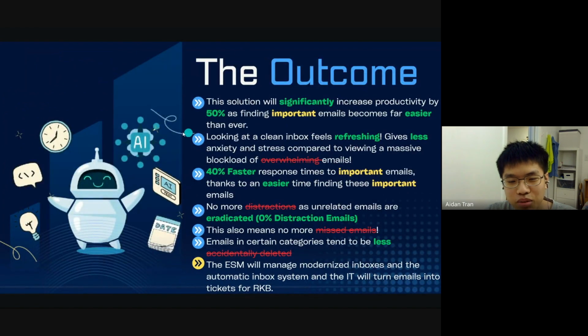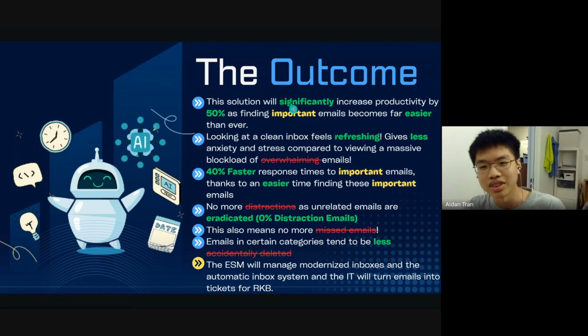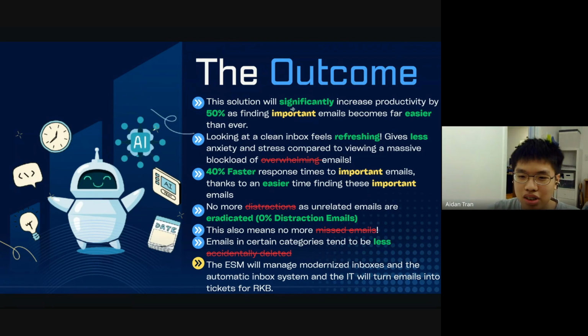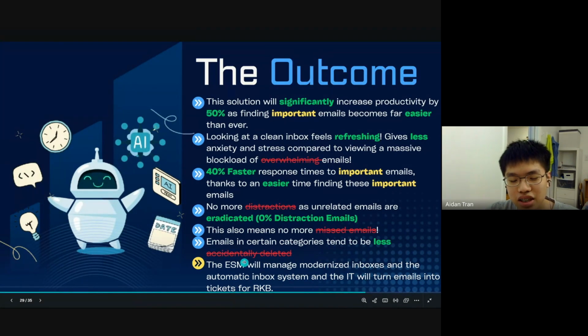Now, why do you want this solution? What are the benefits? First of all, this solution will significantly increase productivity by 50%, as finding important emails becomes far easier than ever. A simple, clean inbox feels really refreshing to look at, instead of viewing a ton of filler emails. You have a 40% faster response time to important emails, and all distraction emails are eradicated, which also means a lot of more good things, like no more missed emails, and you don't accidentally delete important emails. The ESM will manage modernized inboxes, and the IT will turn these emails into tickets.